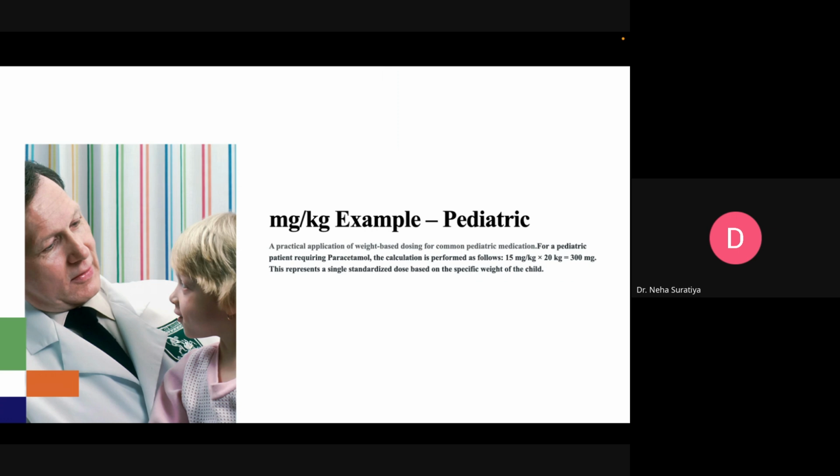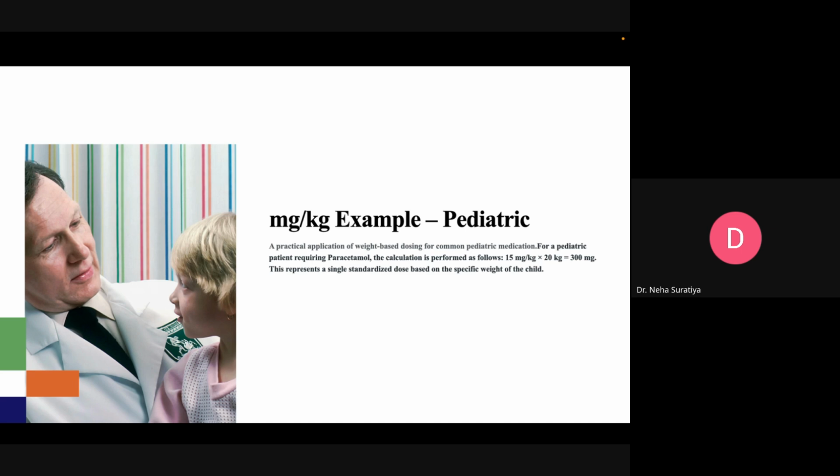Now let's focus on the example to understand how exactly it is being calculated. So let's understand mg by kg dosing with a very common pediatric example. So consider here a child whose weight is 20 kg. Have a note and pen with you. I already gave you the instruction.